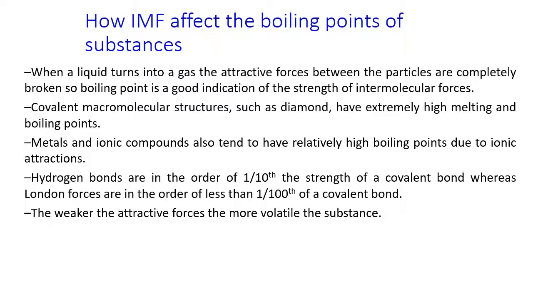Metals and ionic compounds tend to also have relatively high boiling points due to the very strong electrostatic interactions between ions. Hydrogen bonds are the strongest of the intermolecular bonds, on the order of 1/10th the strength of a covalent bond, whereas London forces are less than 1/100th of a covalent bond. And finally, the weaker the attractive forces, the more volatile the substance. So non-polar molecules tend to be a lot more volatile than polar covalent molecules, especially those with hydrogen bonding.